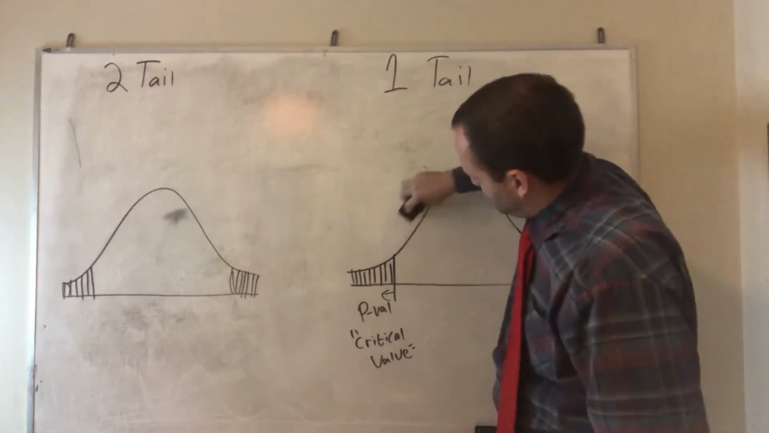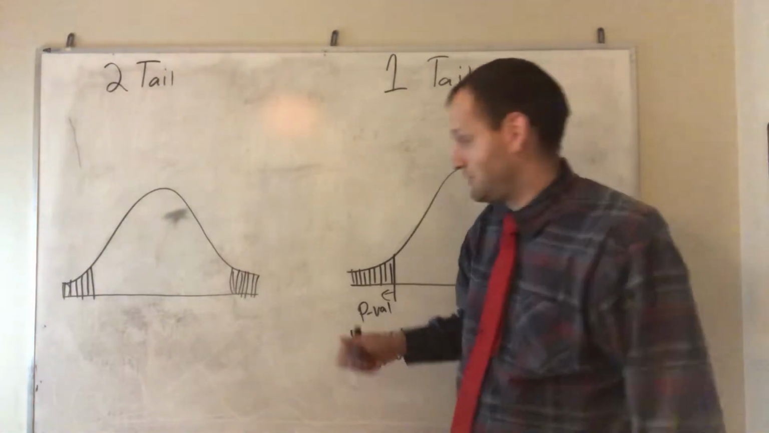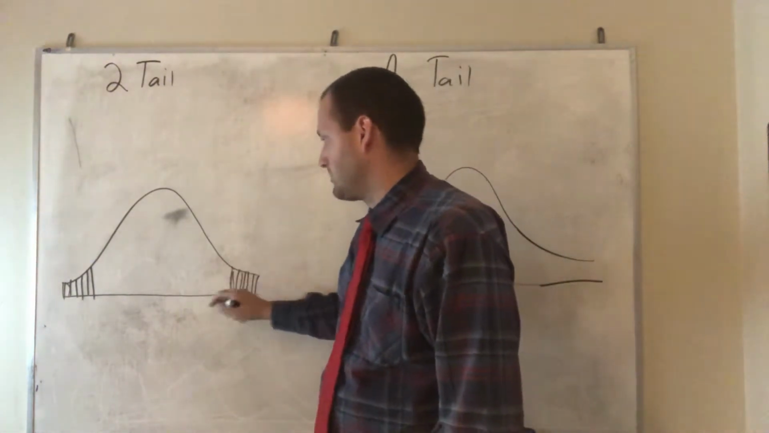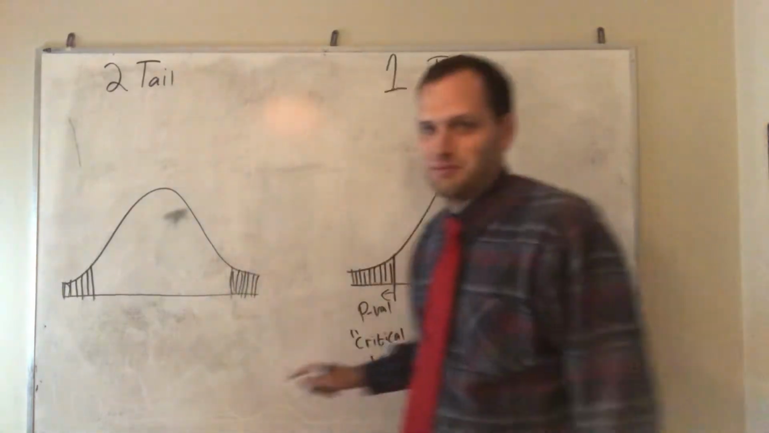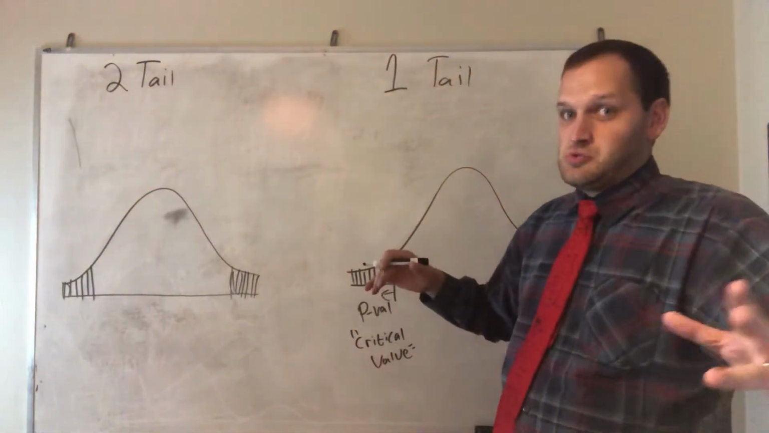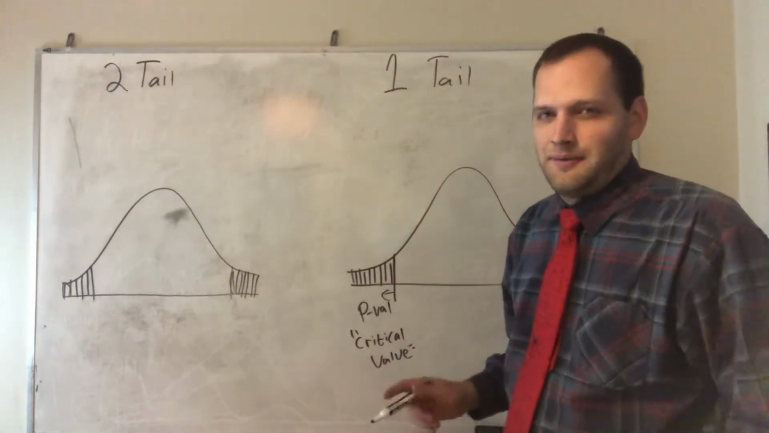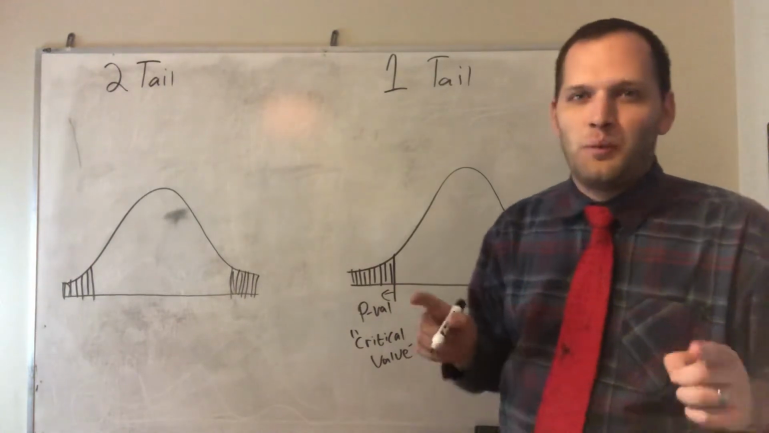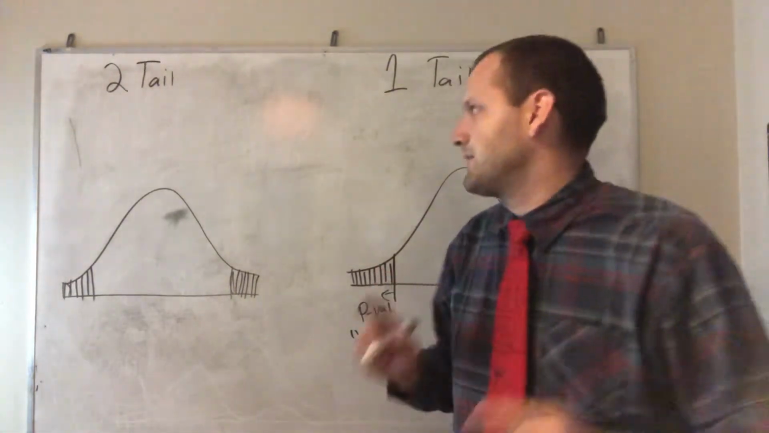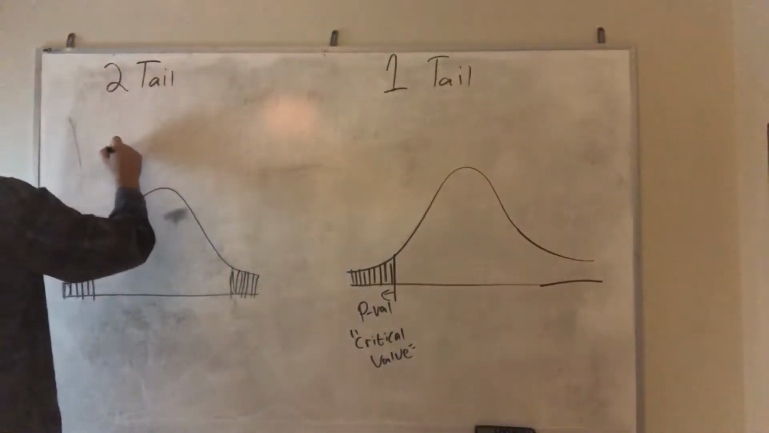So, how do we know if it's a one-tail test or a two-tail test? Because over here it looks like we've got two critical values. Over here we just have one critical value. What's going on? How do I know? Okay. And it's all based on what your alternative hypothesis can be. It's all based off the alternative hypothesis.